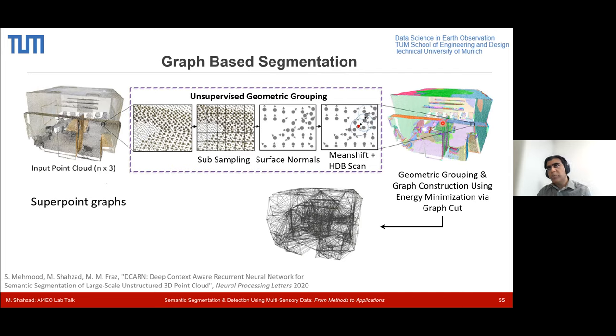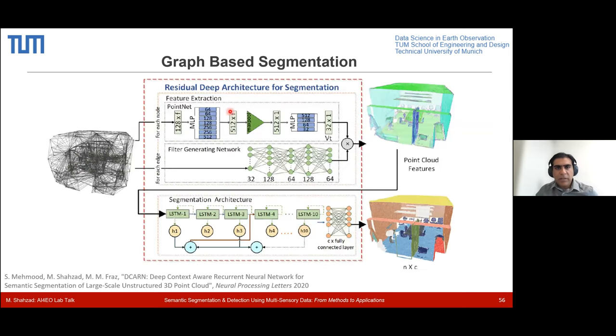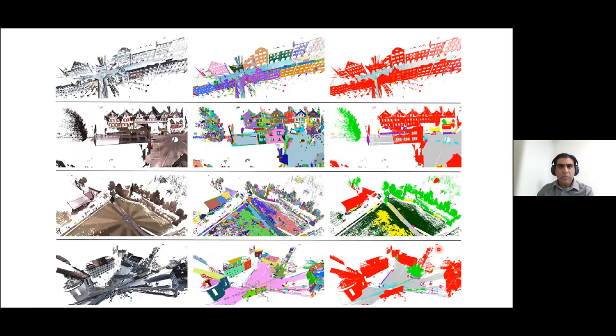The idea is inspired by super points or super pixels in the computer vision domain. So we apply this graph on the super points, and each point now represents a cluster of points which are grouped together. In this particular work, we feed this graph to point-wise MLPs to extract the features, and these point features were then used by an LSTM to do the segmentation of each point cloud.